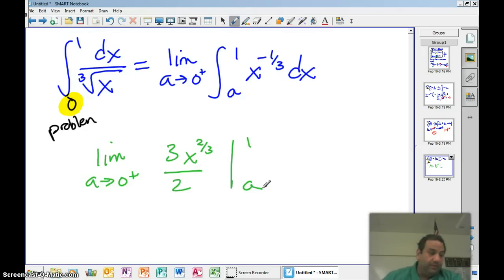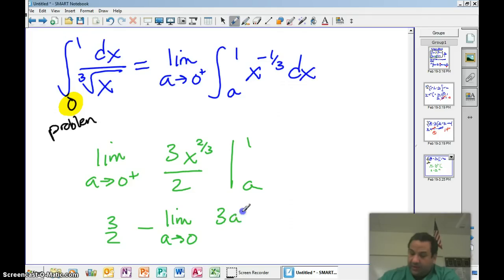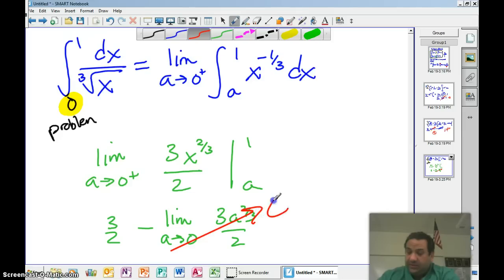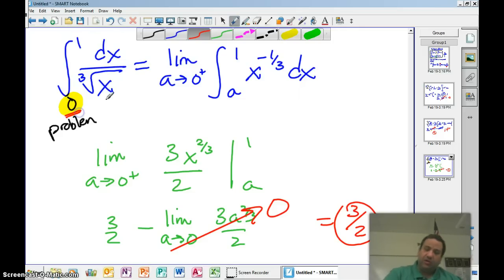Okay. Well, at 1, it's 3/2. So it's 3/2 minus the limit as a goes to 0 of 3a to the 2/3 over 2. Well, what happens here? This guy goes to 0. So I'm just left with 3/2 as an answer. So that's our answer. All right? But we had to take into consideration where it's defined, and it's not defined at 0.